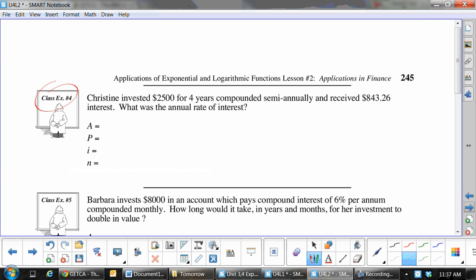So we're just going to do example 4 and 5. Okay, example 4, Christine is investing $2,500 for 4 years, compounded semi-annually, and she receives $843.26 in interest. What was her annual rate of interest?